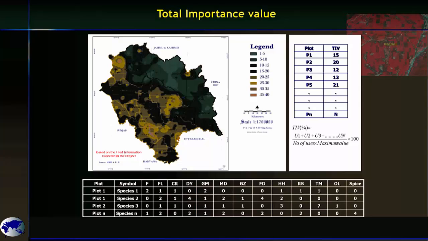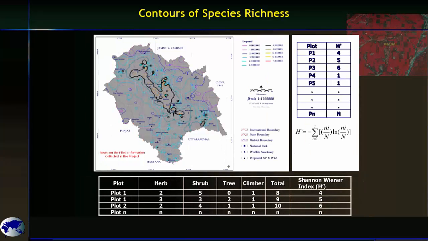So you can see that for each individual plot, we have calculated the value, and from that value, we have interpolated. So these isolines or contours can be generated for the entire area, which gives you an idea that this particular area will have very high importance value, because the species which are available have a lot of importance. Similarly, we have species richness.